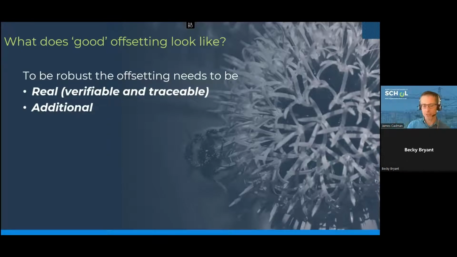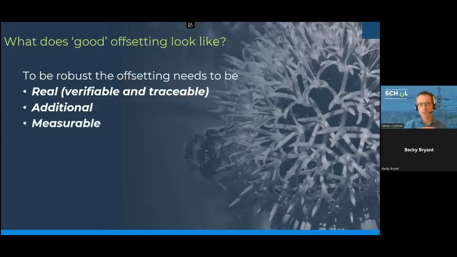Importantly, it needs to be additional as well. It needs to be above and beyond what would have happened otherwise against that business as usual background. If the scheme was going to happen anyway, because it was getting government funding, it's part of the bigger, wider reduction on carbon. What the offsets are doing is funding additional work that goes above and beyond and gives us extra carbon reductions or removals.